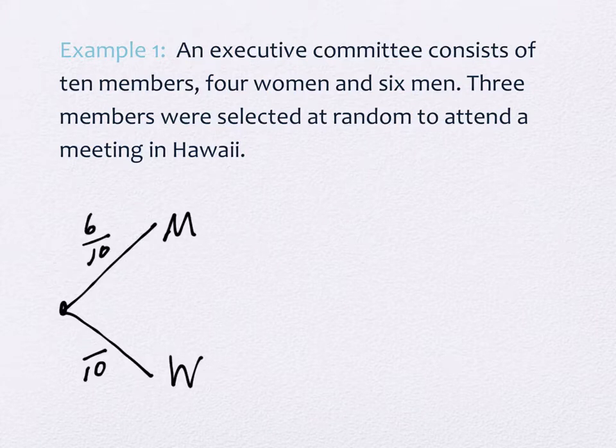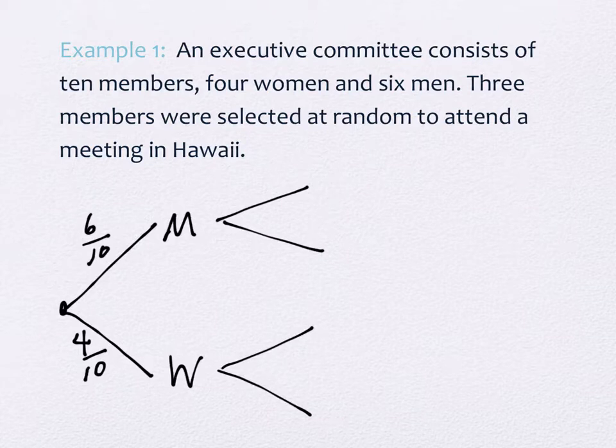What's the probability that I draw out the name of a woman then? 4 out of 10. Now, along each branch, what you should notice is they always add up to the number 1. That has to happen, okay? So this is the number 1. But I'm not having just one person go to Hawaii. I'm going to have 3 people go to Hawaii. So I need to repeat this diagram a second time for a second person.